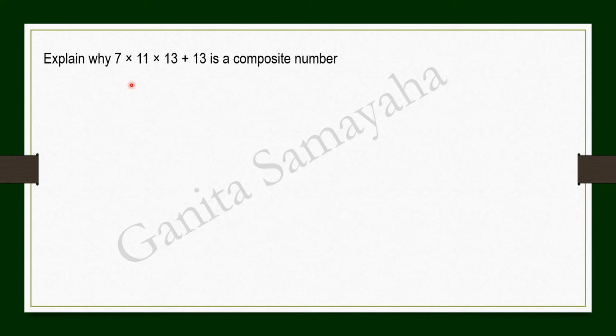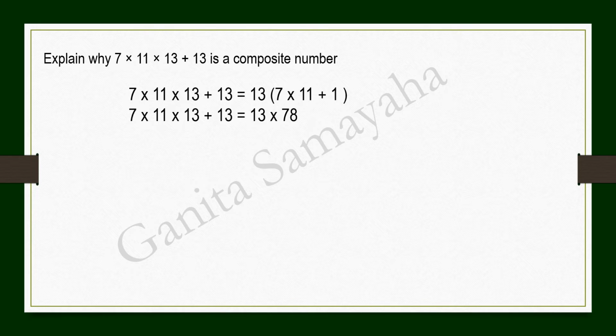Okay, so the first step is to consider the number that is given to us. Take the common factor. Here it is 13. 13 is a common factor into 7 into 11 plus 1. Okay, so we are just going to simplify it further. This can be written as 7 into 11 is 77 plus 1 is 78.